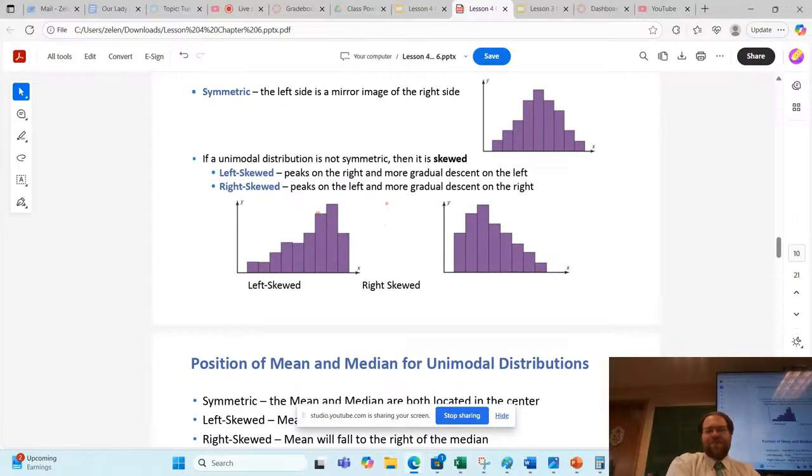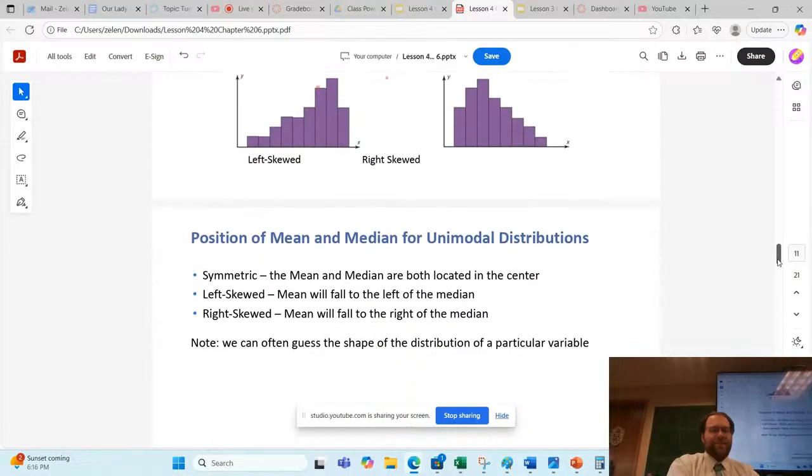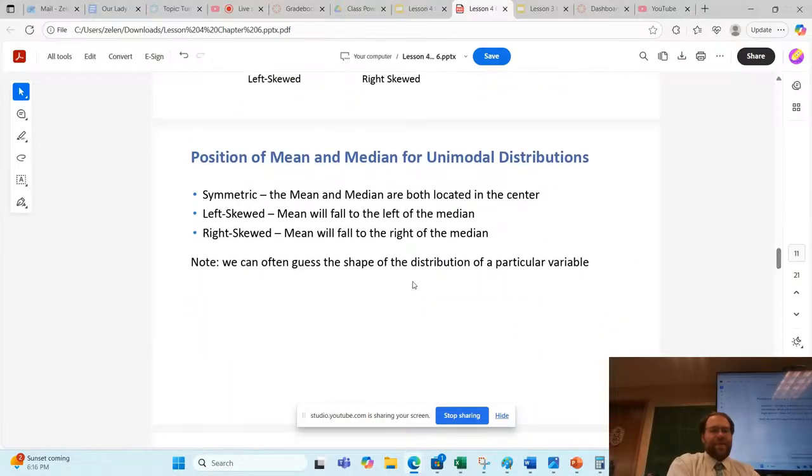And then if it's right skewed, the mean will be above the median. So for right skewed, the median might be right here somewhere, and the mean will be toward the right this way. We can often guess the shape of a particular variable based on the situation at hand.